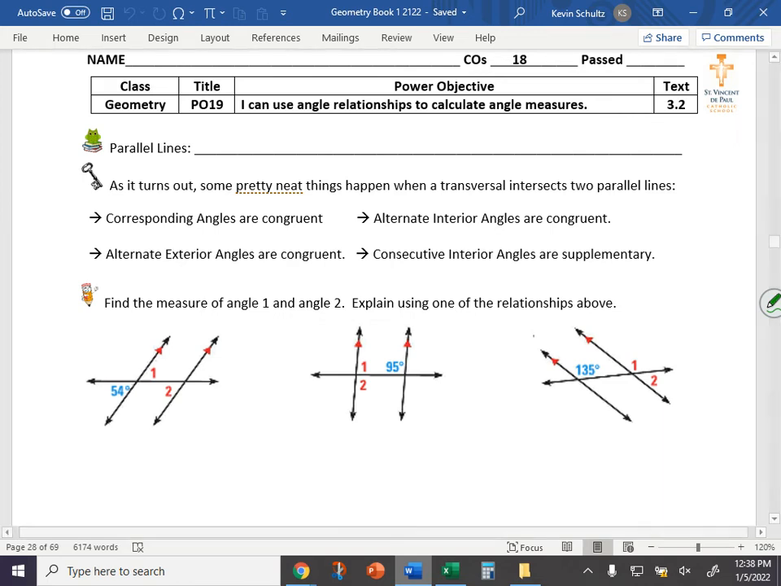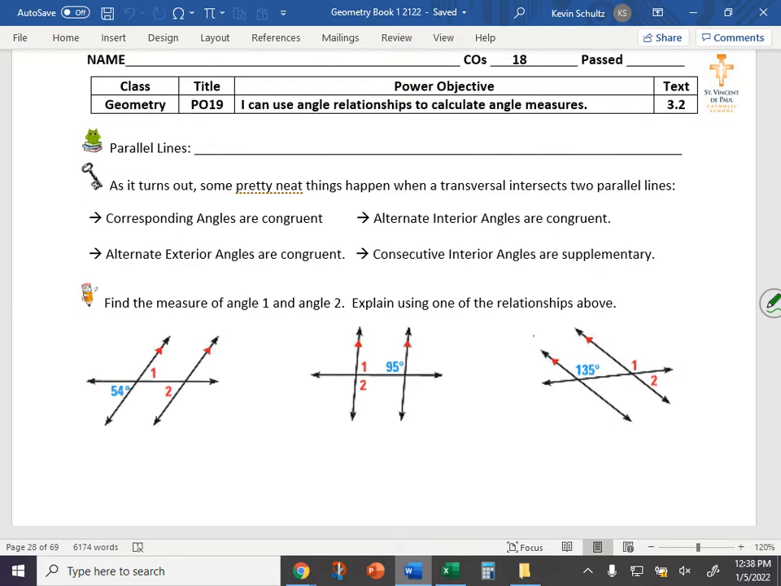We're going over PO19, which is an extension of CO18. In CO18, we learned about what corresponding angles are: alternate interior, alternate exterior, consecutive interior. We focus on identifying the locations. In PO19, we actually start using them to look at relationships within parallel lines.